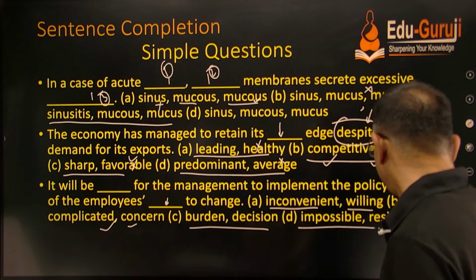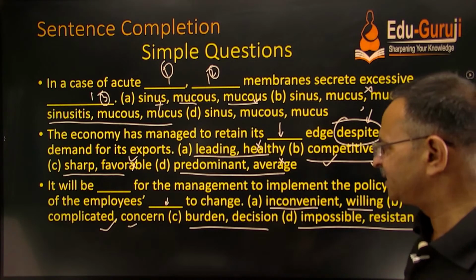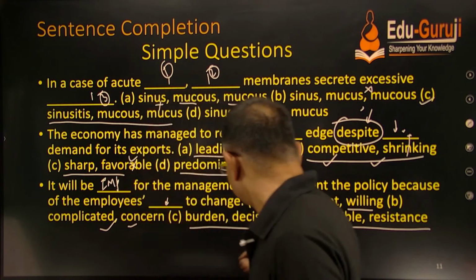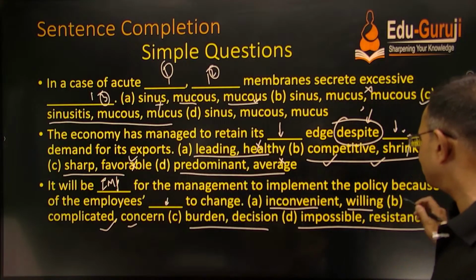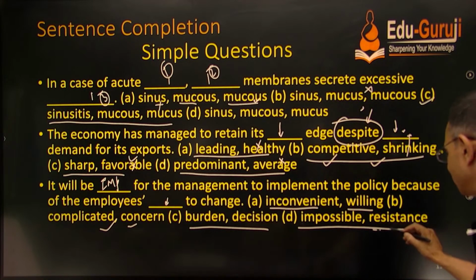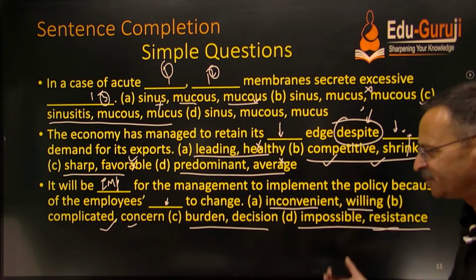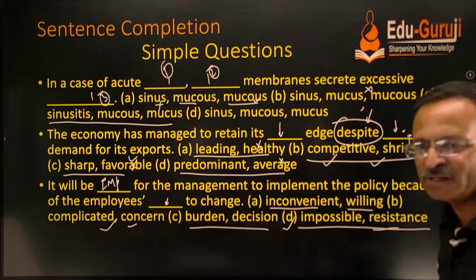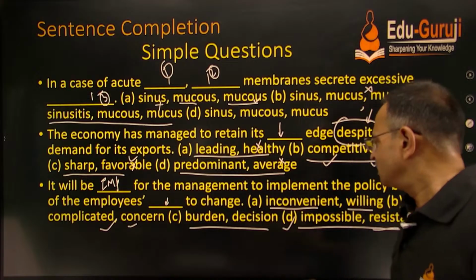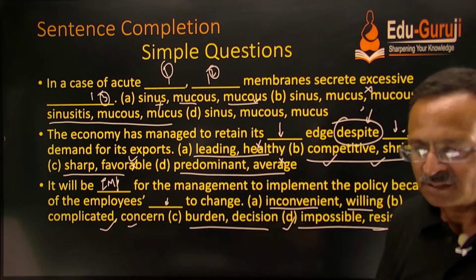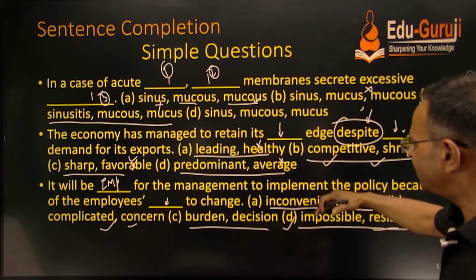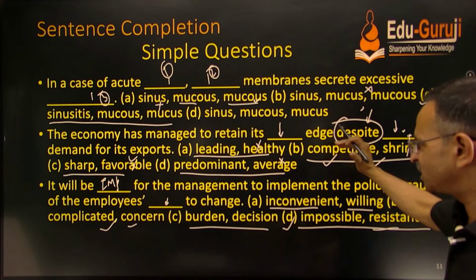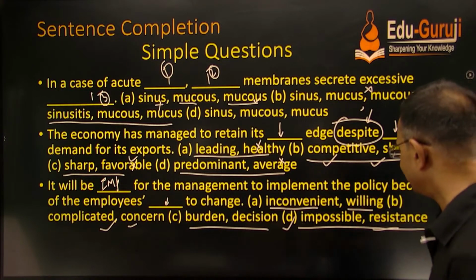And then you have another option, that is impossible and resistance, which goes well. So it will be impossible for the management to implement the policy because of the employees' resistance. So this goes well. The correct answer would be D. So again, you can see the same concept is being used here. So let's go to the next one.